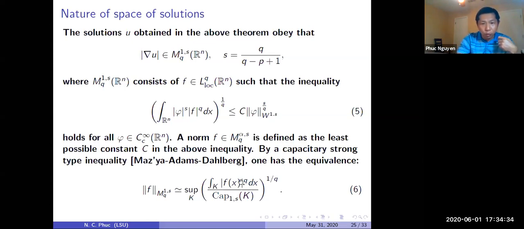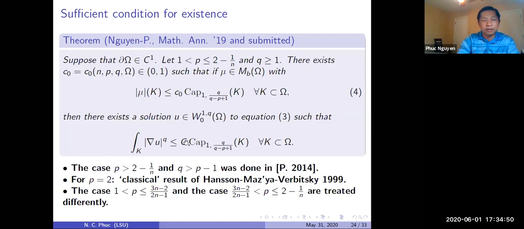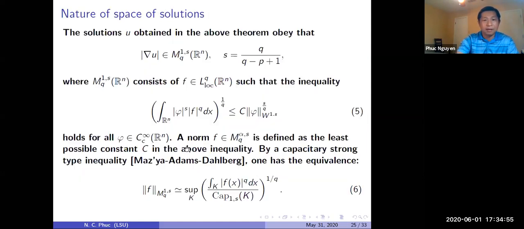Okay, so you take the supremum over all compact sets k of the integral of f, I mean the L^q norm of f over the set k, and then you divide by the capacity of the set k, and then you take the supremum over all the compact sets k. And then you see this is essentially what is formulated here. Okay, so here you just replace f by f^q here.